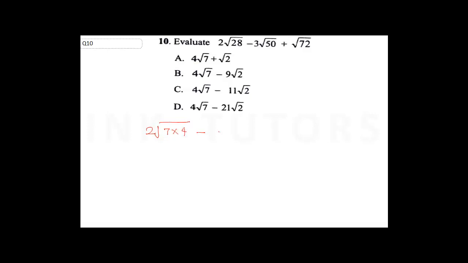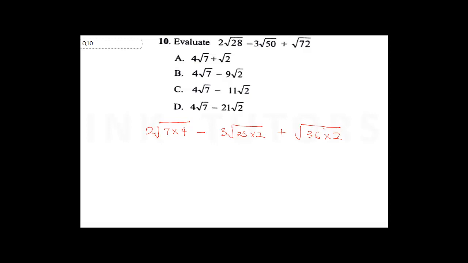So, minus 3 root 50. Now, 50 is 25 times 2, plus, now 72 is 36 times 2. Now notice all my numbers are perfect squares. Like 4 is a perfect square, 25 is a perfect square, 36 is a perfect square. That will help you, because now I can see my root 7, I can see my root 2, I can also see another root 2.